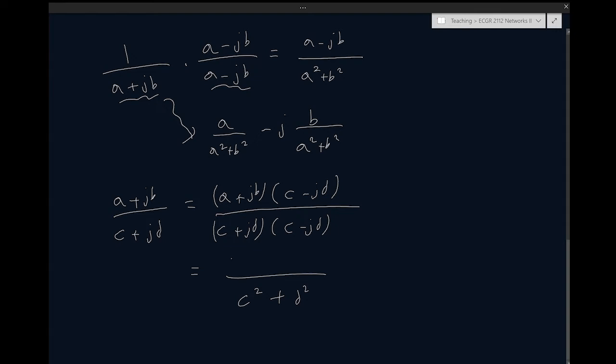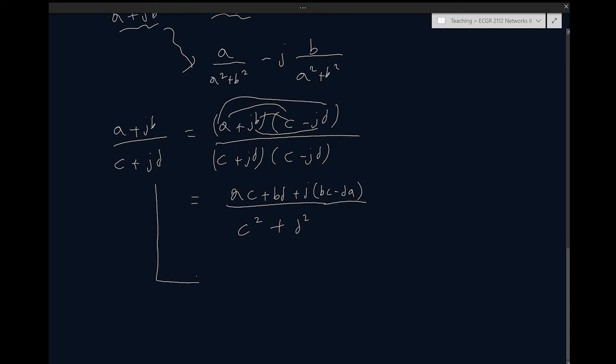This is going to be a times c, and then this term times this term, j times minus j is 1, plus b times d, plus j. This is going to be bc minus da, and then bc minus da. Okay, and this is the result of this division.